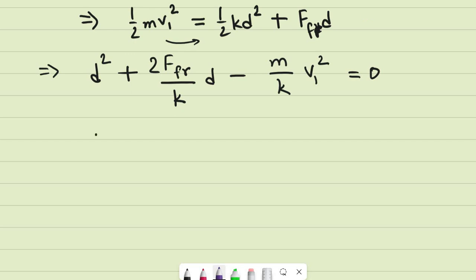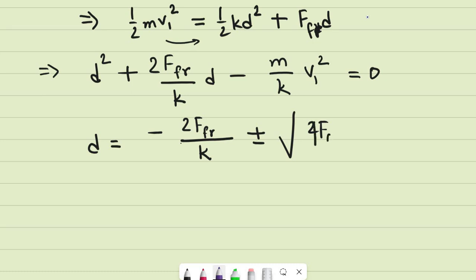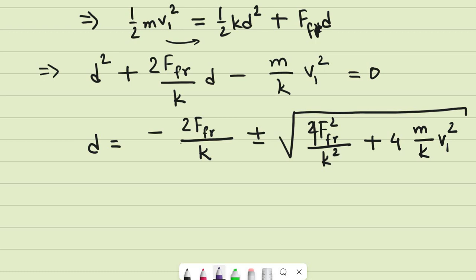It is easy to solve. So we know that d will be equal to negative 2 F friction divided by k, plus minus the square root of 4 times friction force squared over k squared, plus 4 times m divided by k times v1 squared, all divided by 2.